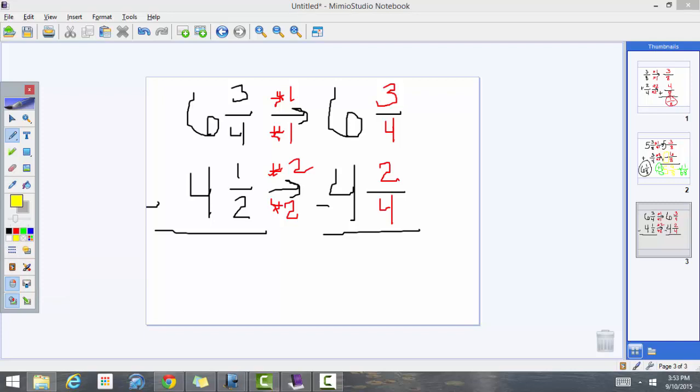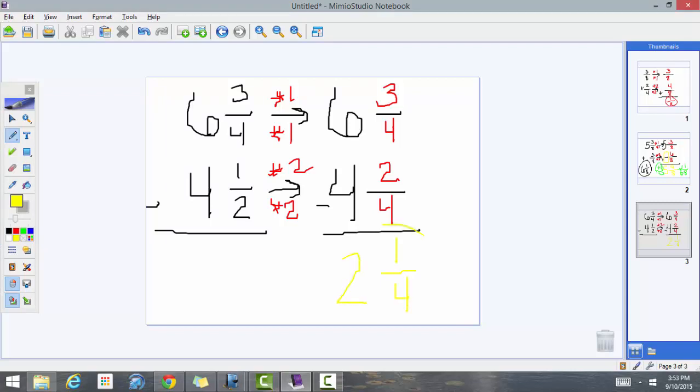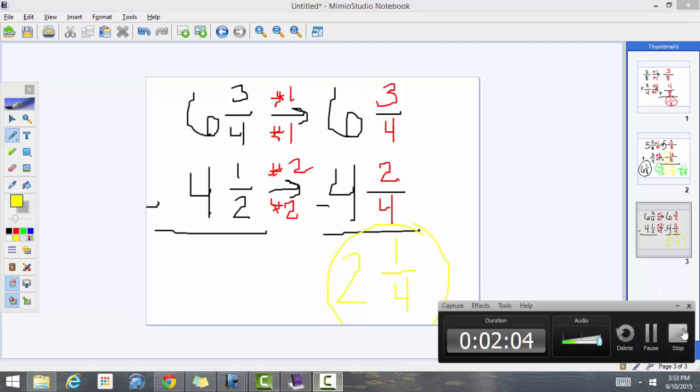Don't worry about the whole numbers yet. 3/4 minus 2/4 is 1/4. Now we can go to our whole numbers. 6 minus 4 is 2, and that's it. So we still have to have common denominators. Start with the fractions for subtracting, then do your whole numbers, and you'll get your final answer. Thankfully, we don't have to simplify for this problem, so enjoy the rest of your day.